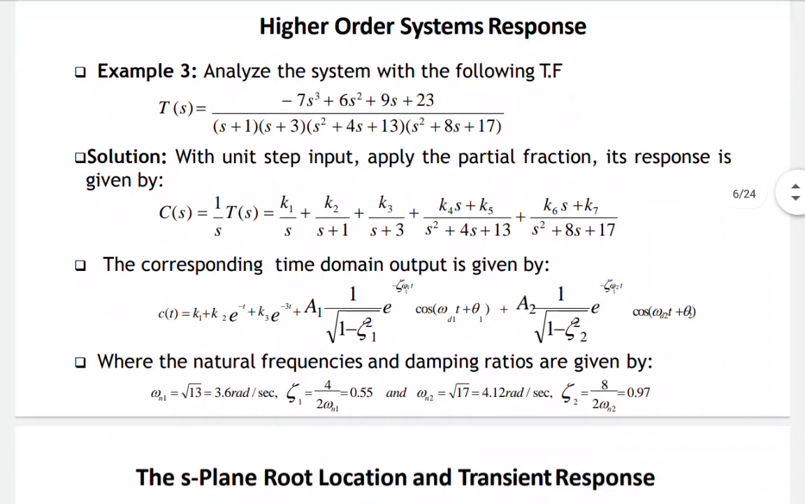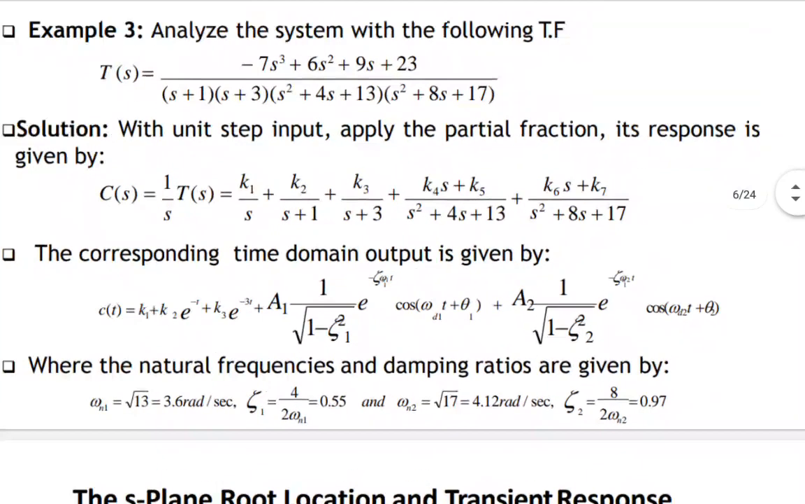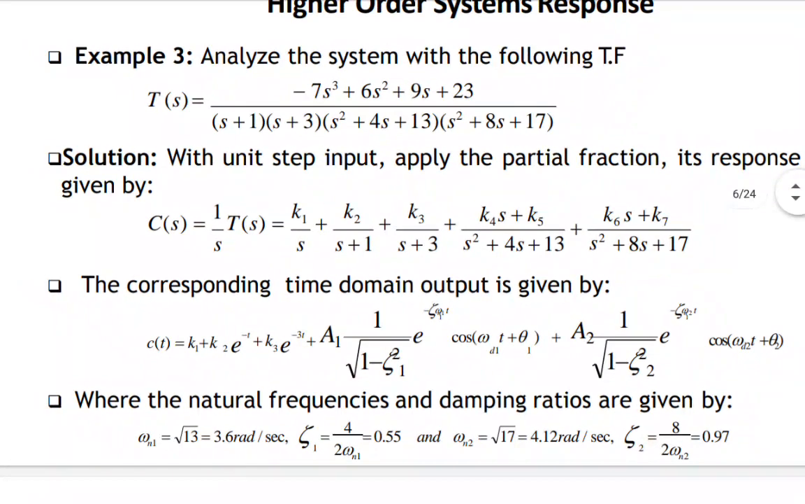And here we are mentioning the respective natural frequencies. Omega n1 is root under 13, because the denominator of that portion, k4 s plus k5 divided by s square plus 4s plus 13, is compared with the standard form of the transfer function for a second order control system, omega n square by s square plus 2 xi omega n s plus omega n square. So in this scenario omega n square is 13, that's why omega n is root under 13, that is 3.6 radian per second, and 2 xi1 omega n is 4, that's why xi1 is equal to 4 by 2 omega n, that is 0.55.